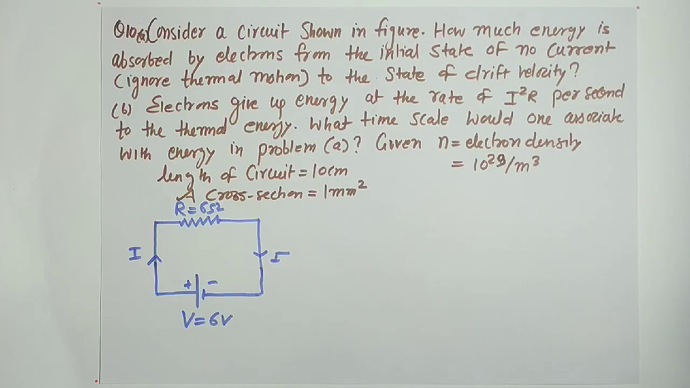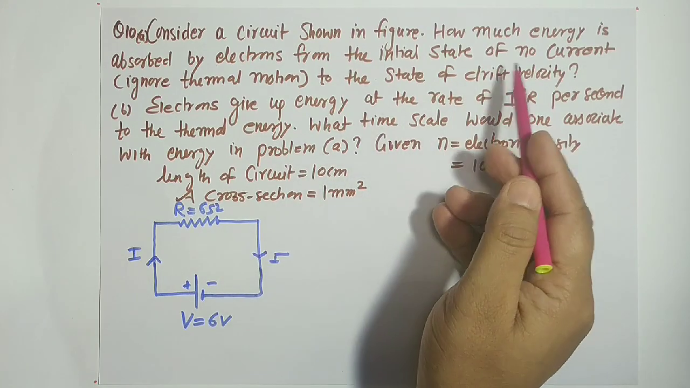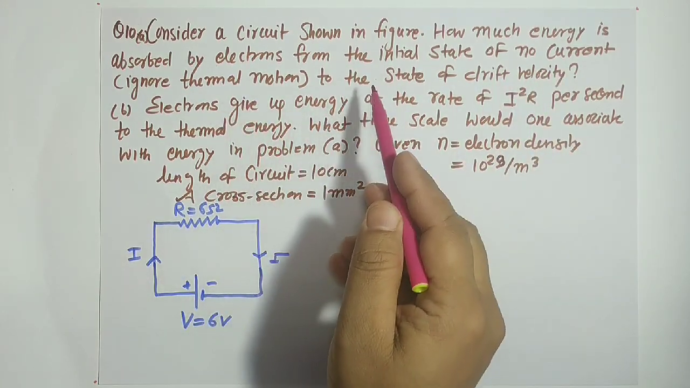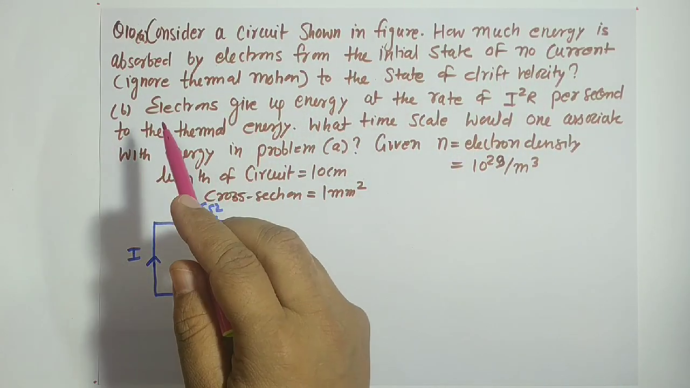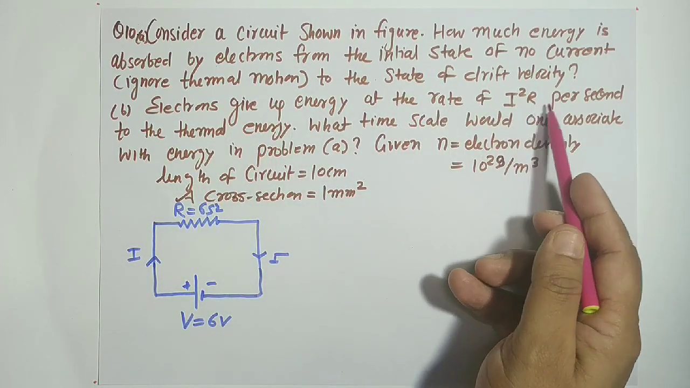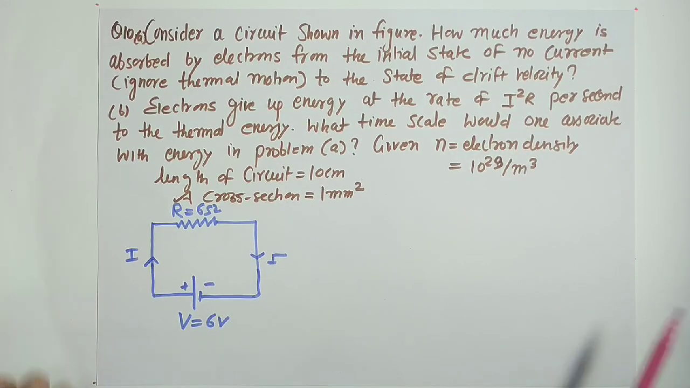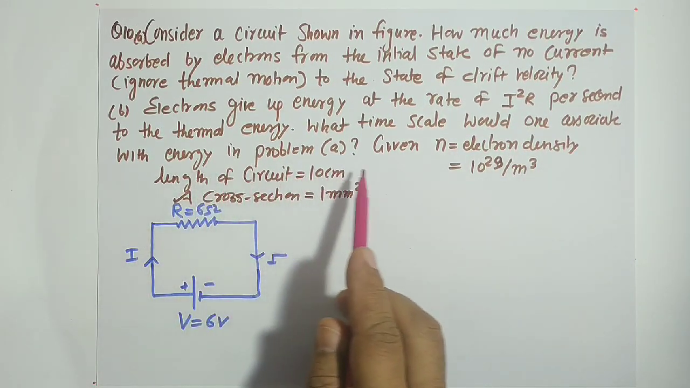Very important. Now last question, question number 10. Consider a circuit shown in figure. How much energy is absorbed by electrons from the initial state of no current to the state of drift velocity? And second is that electrons give up energy at the rate of I square R per second, that is the loss, to the thermal energy. What time scale would one associate with energy in the problem?